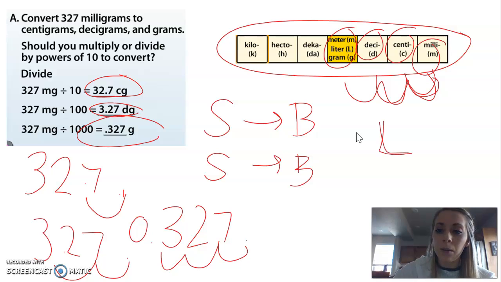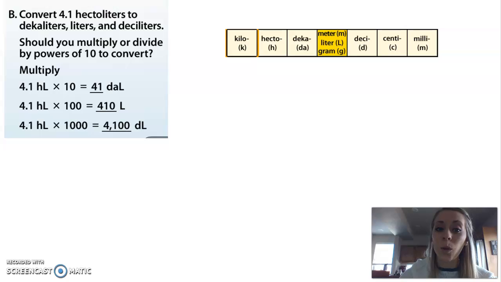You're always going to be moving your decimal to the left, okay? Left. Smaller to bigger equals left. You're just moving your decimal the same place that you do your loops, okay, 5th grade? All right, our next one.